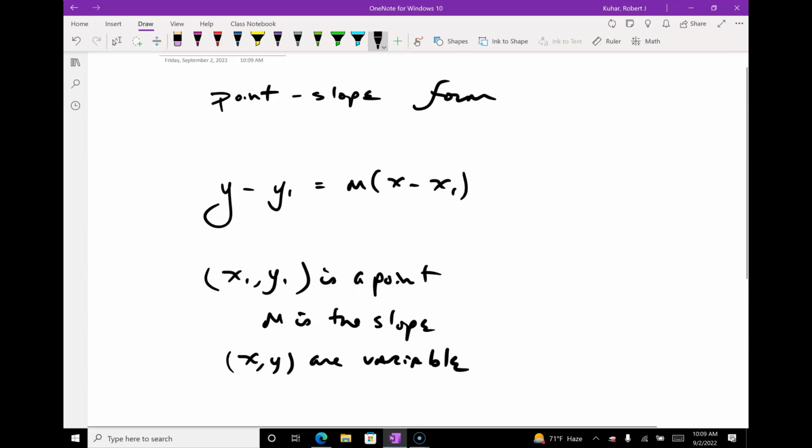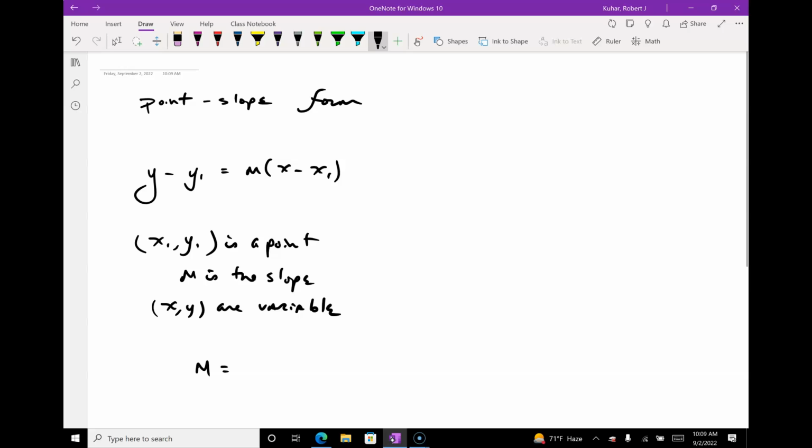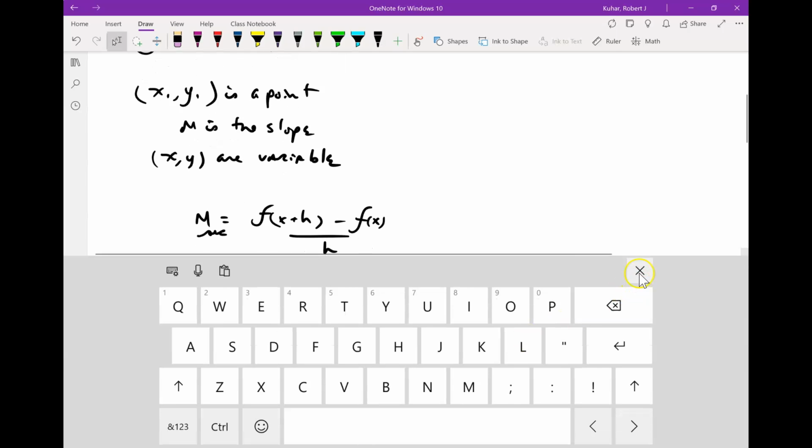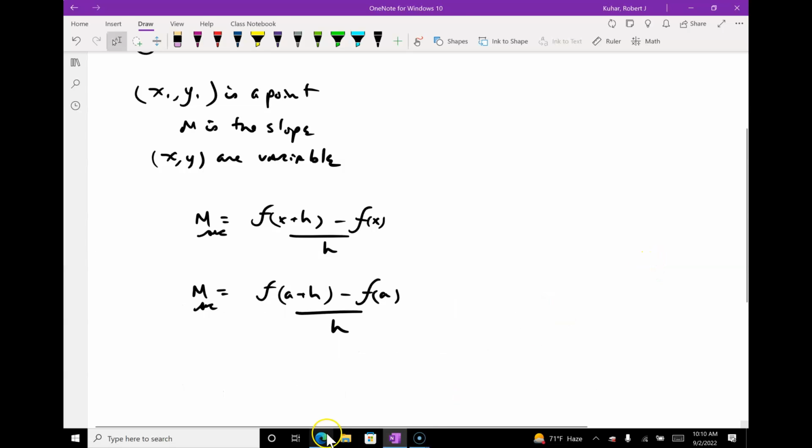Nice. What's our slope? f of x plus h minus f of x all over h. For us, and this is the slope of the secant, right? It's going to be f of a plus h minus f of a all over h. So I like to just do a quick calculation of this as m. I think this works. I forget. Let me try it first before you do it, okay?